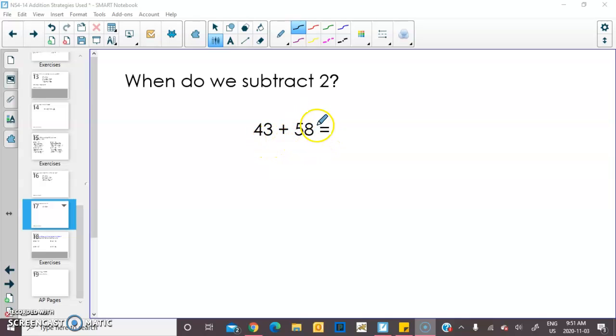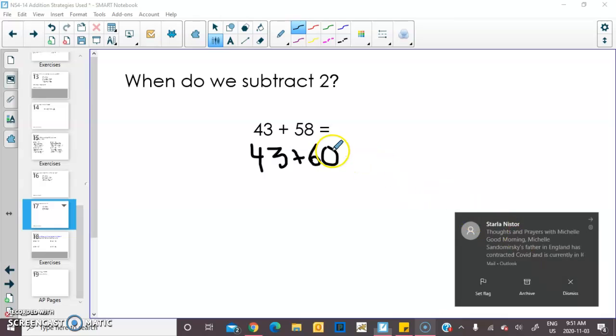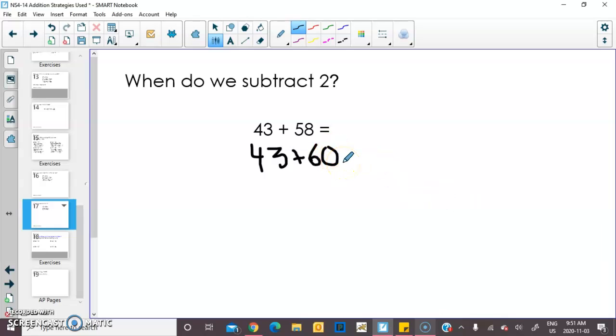Okay, so now we have 43 plus 58. So we're going to round 58 up to the nearest multiple of 10. Okay, so we know we need 2 more to get to 60. So we're going to add 43 plus 60 equals 103.